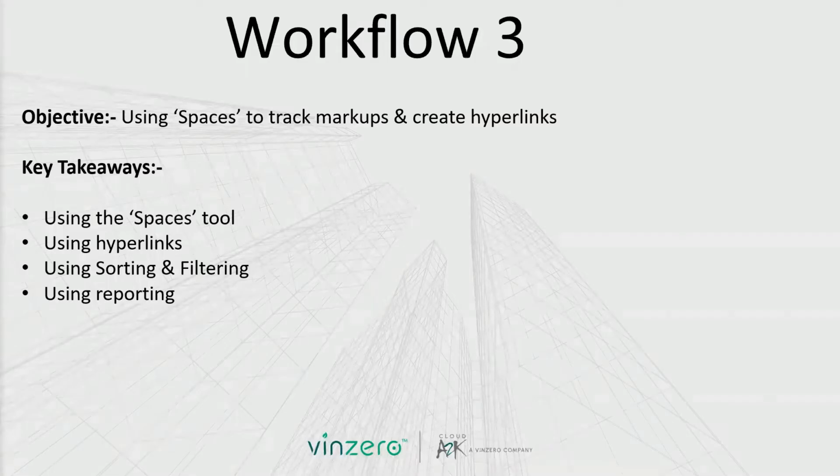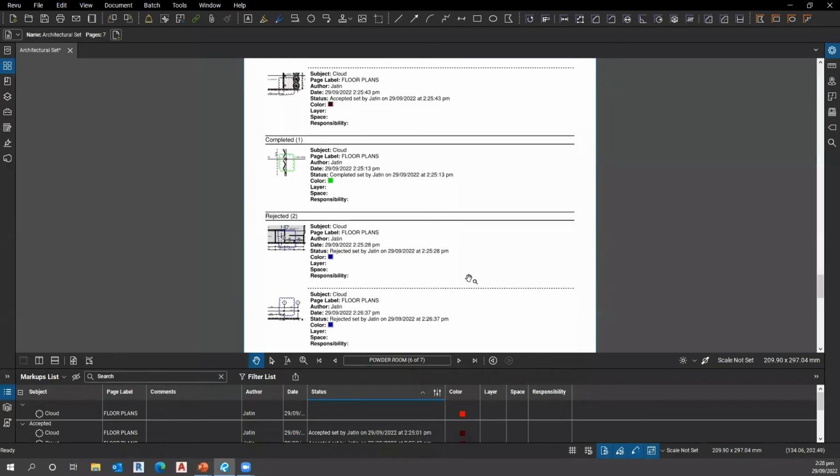Okay, next, we're going to take a look at our third workflow example. The objective here is to use spaces to track markups and easily create hyperlinks. Again, the key takeaways from this demonstration are using the spaces tool effectively, using hyperlinks, using sorting and filtering, which we saw an example of slightly earlier when I filtered the status column, and also reporting. Reporting is always a key functionality within Bluebeam.